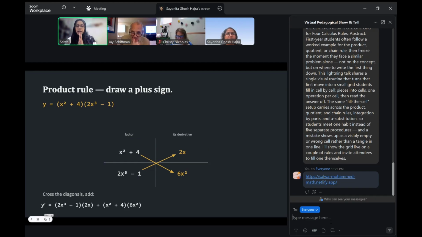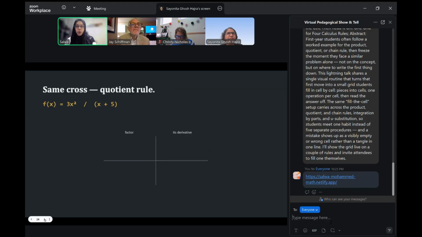All right. Then can we do quotient rule? Exactly the same. Let's try that. The first thing you see is 3x squared. So where would I write 3x squared? In the first box that I see. That was easy to transfer. x plus 5 goes below.